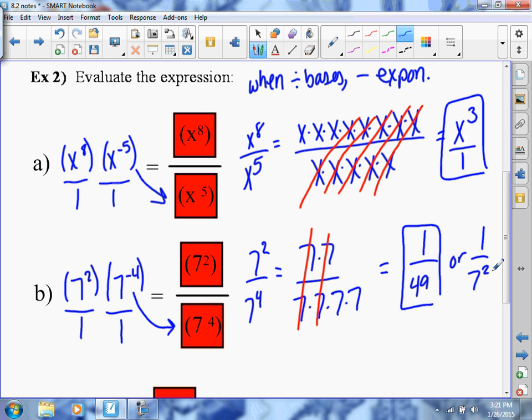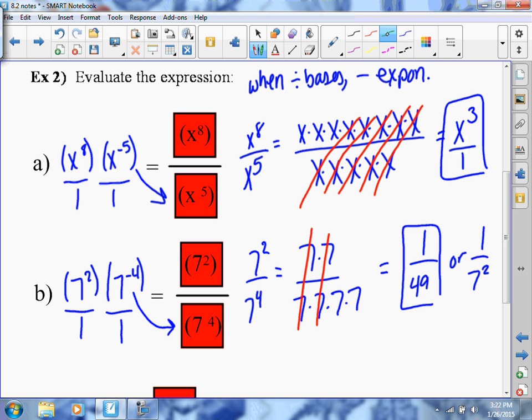Now, we're still using this rule here that when you are dividing the bases, you subtract the exponents. We're still doing that. My bases are the same. They're both 7s. And I can take 2 minus 4, but I get a negative 2. So 7 to the negative 2 means that I'd have to do 7 squared and then do 1 over whatever 7 squared is. And 7 squared is 49. So using that rule for subtraction still works here.